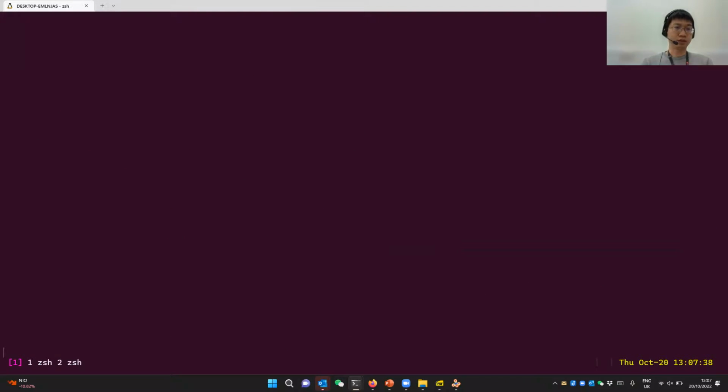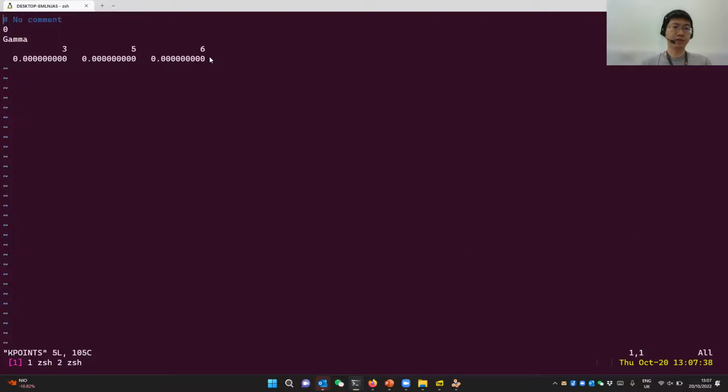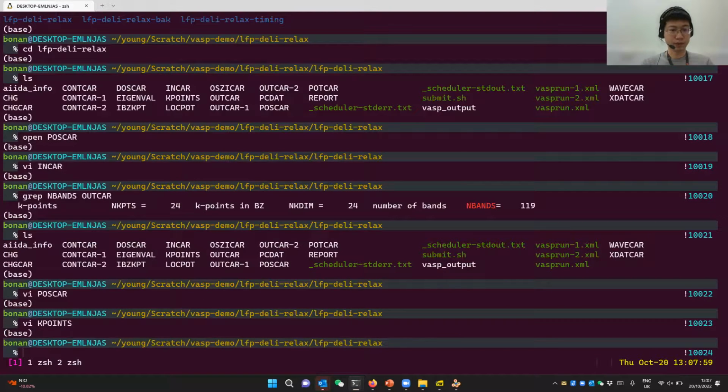The KPOINTS file is just the grid. Here I just use a 3x5x6. The important thing is if you have a supercell, then you should reduce the grid. And if you start from a supercell and you want to do a primitive cell calculation, you should increase the grid. The key is to keep the density similar in reciprocal space.